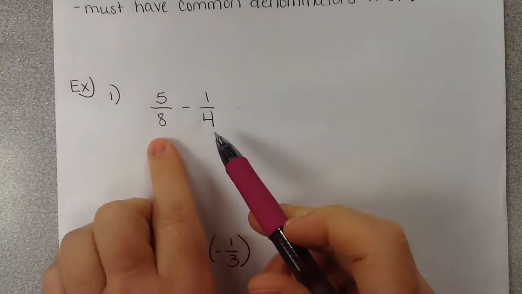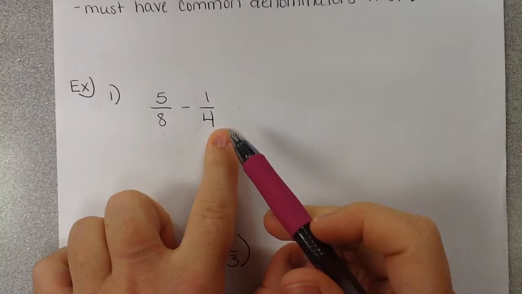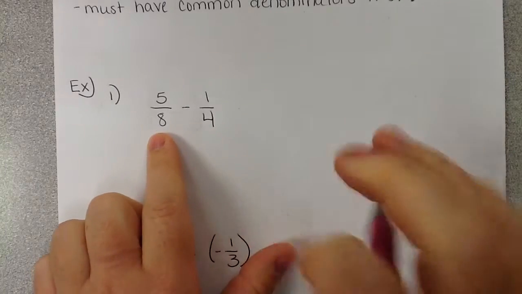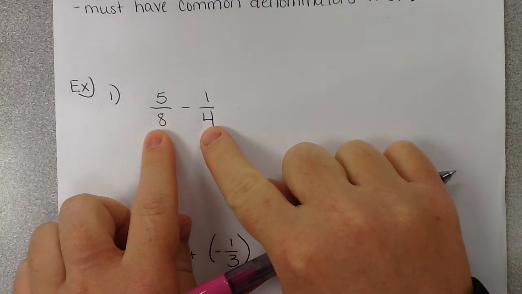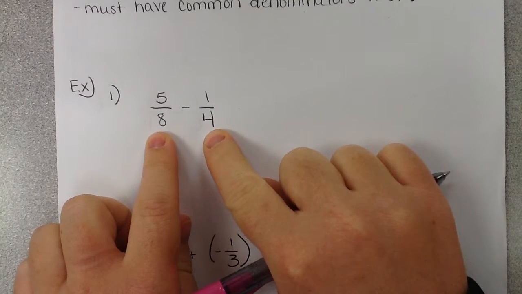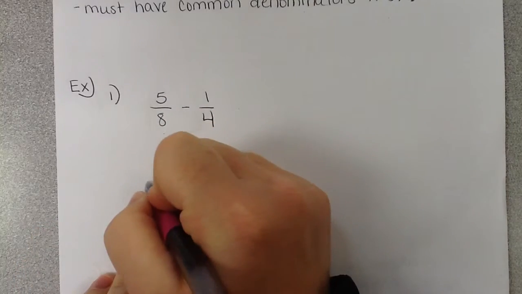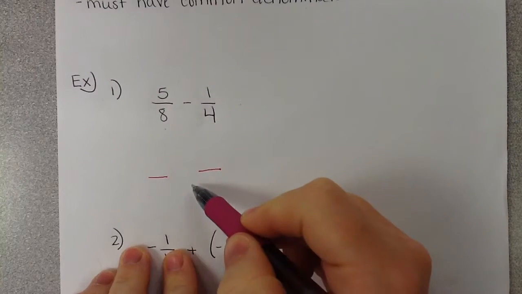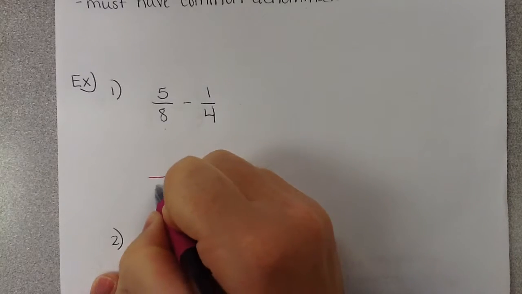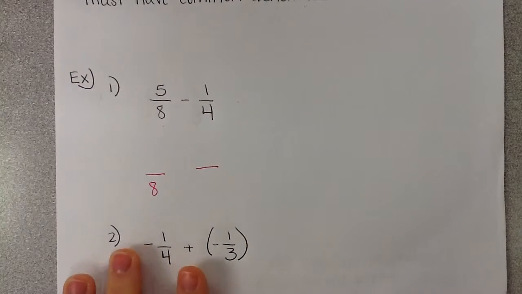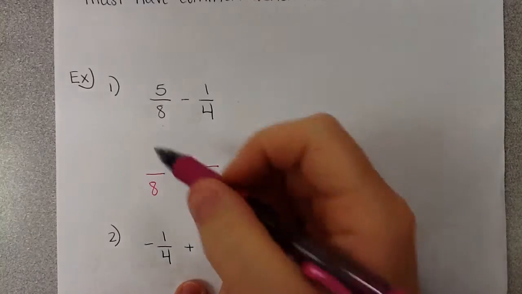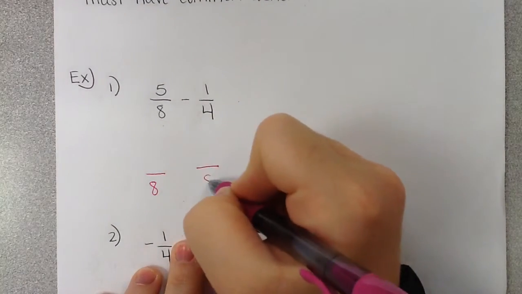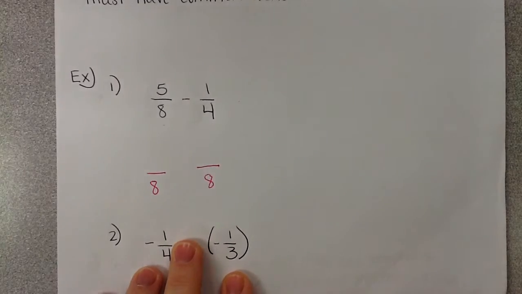So if I look at number 1, these shoes, or these denominators, do not match. They have to be the same number. So what can 8 and 4 both go into? They can both go into 8, so I'm going to make the bottoms both 8. You could have also made them both 16, 24, or 32. This one must also be an 8. You have to have common denominators.